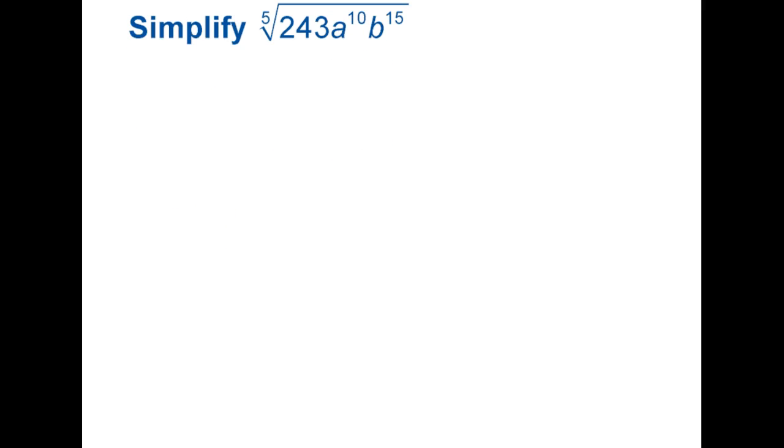Okay, hopefully you guys are getting good at it. So let's play with another form of root, different than the square root. Let's play with the 5th root. Again, all the rules apply to all kinds of root. So this time we're dealing with the 5th root. That means this expression is the same as 243 a to the 10th b to the 15th all to the power, I'm dealing with the nth root, my n is a 5, so this is to the power 1/5.